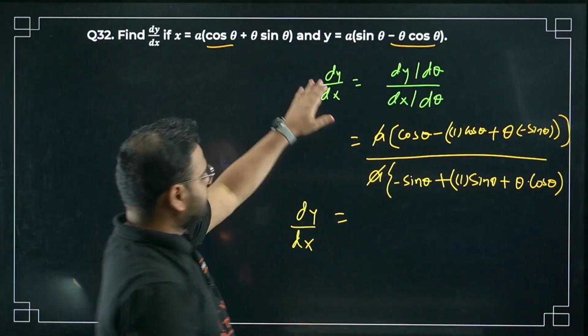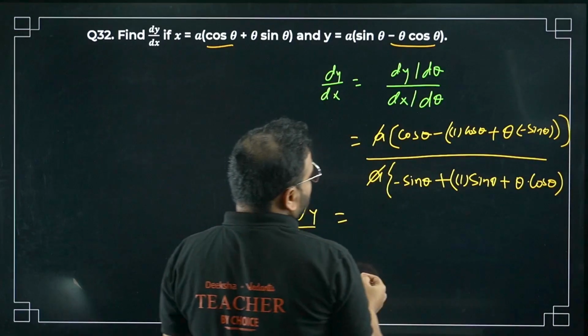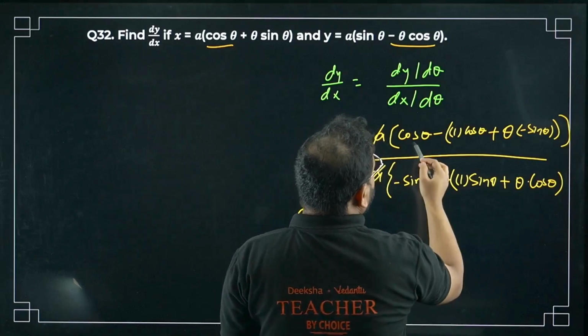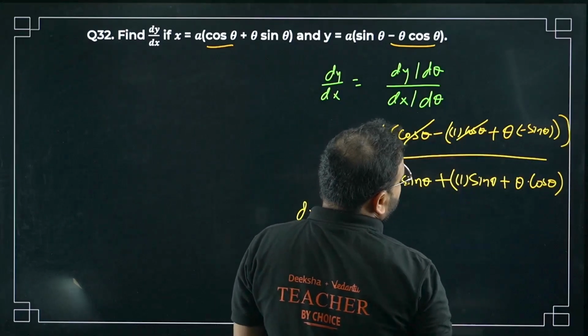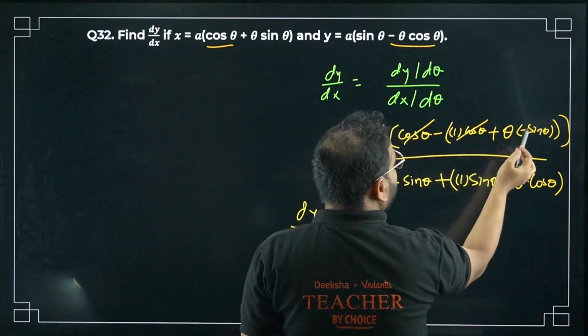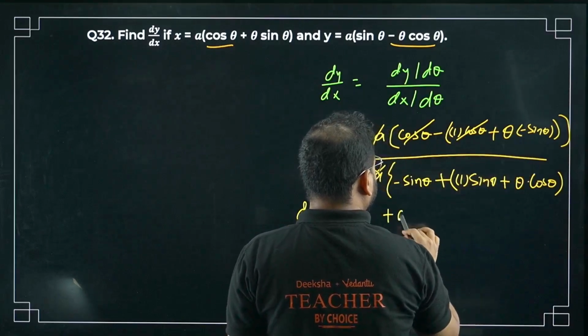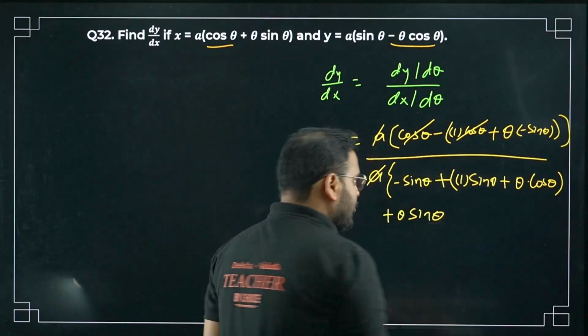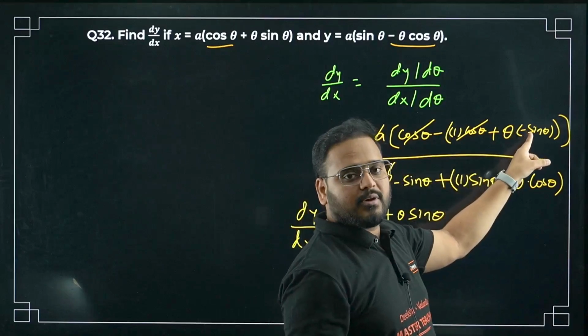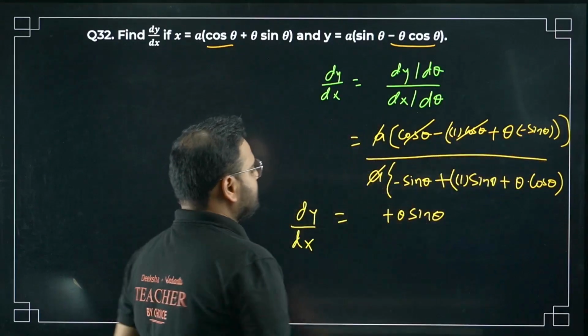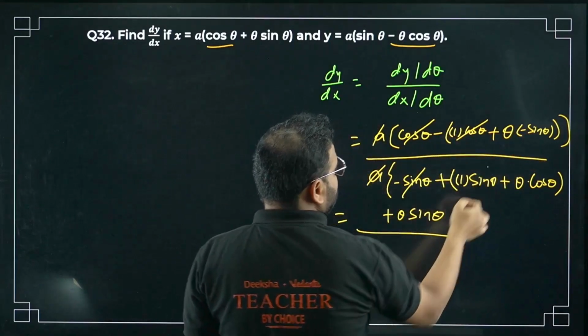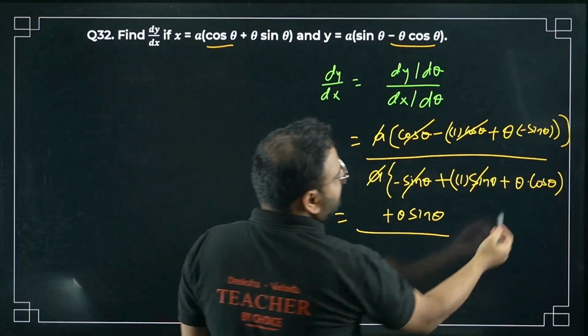The LHS is same, right? Have a look. Now what I have over here is plus cos minus cos. This is cancelled. Okay, and I have minus of minus. It becomes, bacha, plus theta sin theta. I'll show you. Minus over here becomes plus. Theta is there, so theta sin theta. Divide by minus sin plus sin. Cancelled again. What do I have? Theta cos theta.